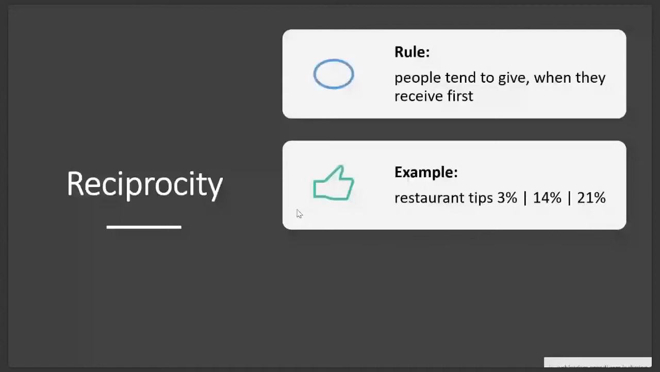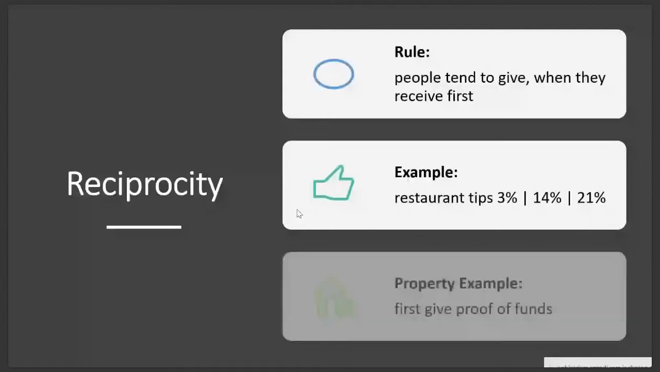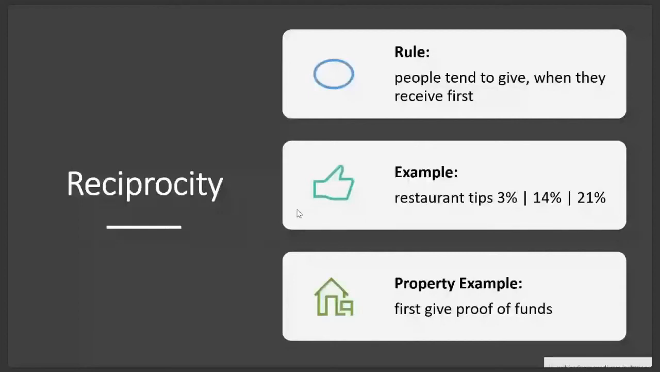A property example. One of the most important ways in which I can get a deal across the line with an estate agent is to show them a proof of funds. So before I ask them or expect them to go and fight for my offer to be accepted by the owner, I'll first give them either my bank statement that shows that I have the money to do the deal, or I give them some sort of bank guaranteed check.